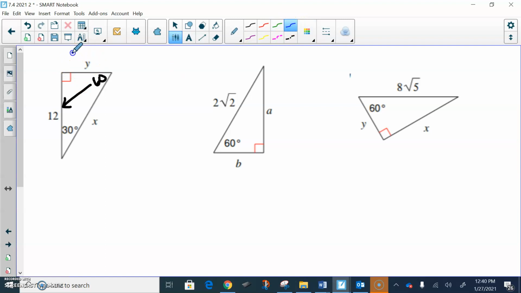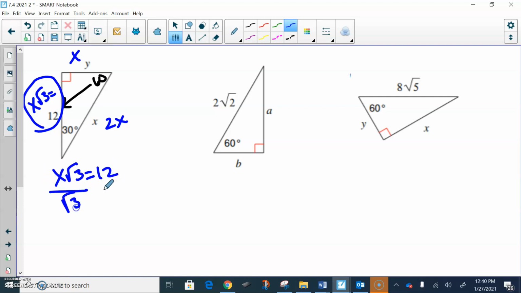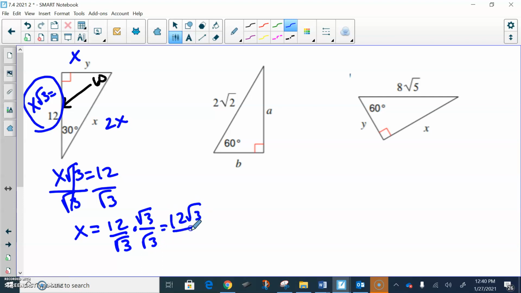Let's go ahead and write down our shortcuts. X, 2x, x root 3. So this time they're telling us that x root 3 equals 12. So I'm going to write that down. Let's get rid of that root 3 and see what our x is. So our x is 12 over root 3. We know that's a no-no in math. We can't leave that radical there. So we're going to rationalize. That gives us 12 root 3 over root 9, which is 12 root 3 over 3.